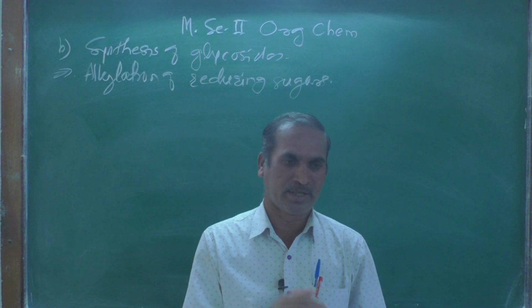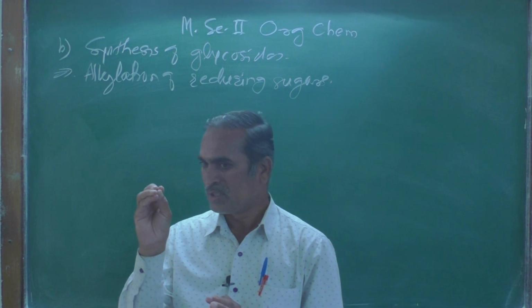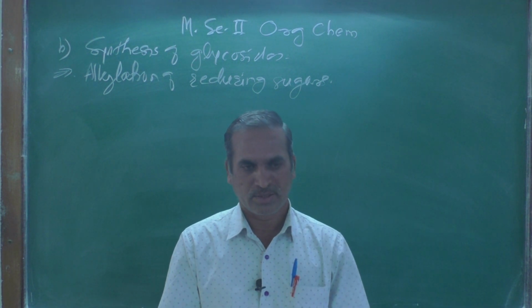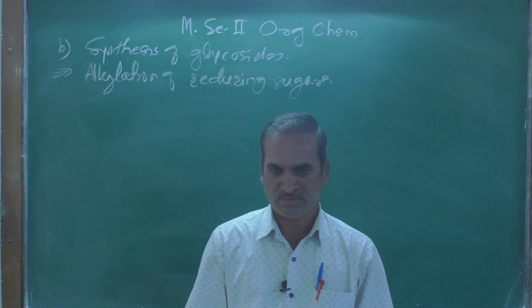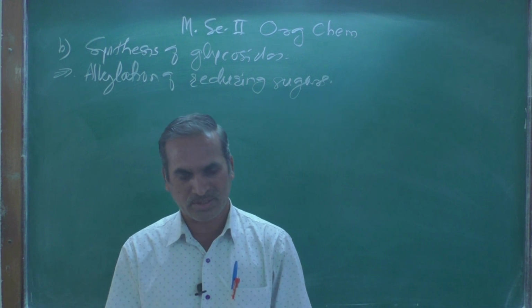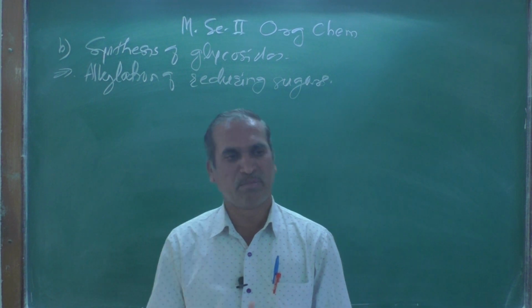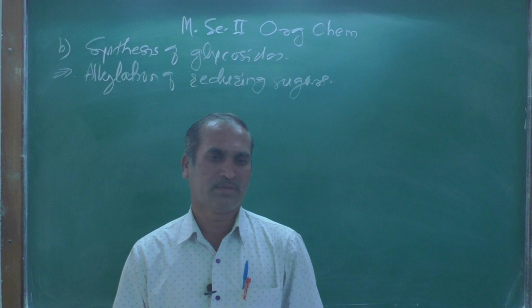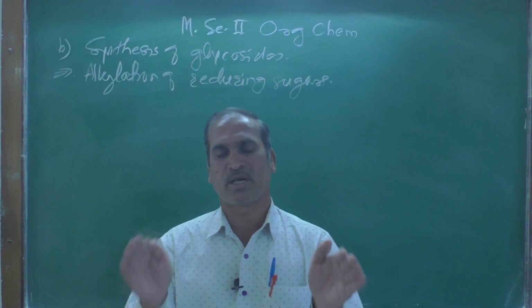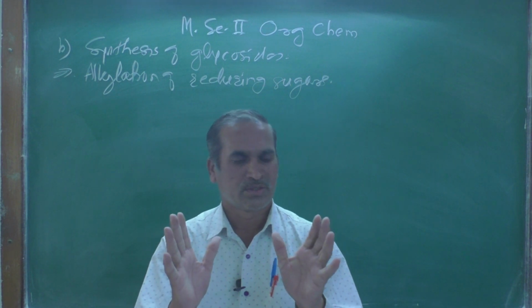Reducing, if you remember the three commonly observed disaccharides, let me recall here. Number one, sucrose, a commonly observed disaccharide. The second one is maltose, a commonly observed disaccharide. And the third one is lactose, which is present in milk. A disaccharide means two sugar units combined together to form a structure known as a disaccharide.